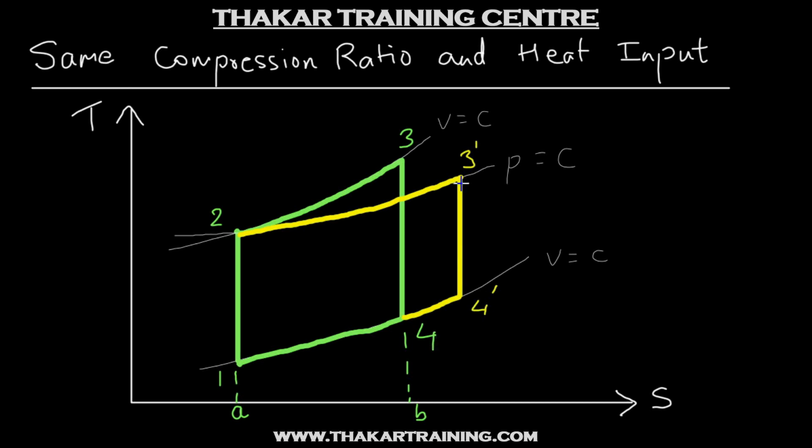Alright, why did point 3 dash go to the right of 3? Because we want to have the same heat input. So now if you see, if we just call this point C, then area A23C and area A23B should be the same. Obviously this is not to scale, but to compensate for the extra area that the Otto cycle has, I have made point 3 shift to the right for the diesel cycle. So that is denoted as point 3 dash and then point 4 dash for the diesel cycle. I hope everybody has followed why 3 dash is marked to the right of 3.